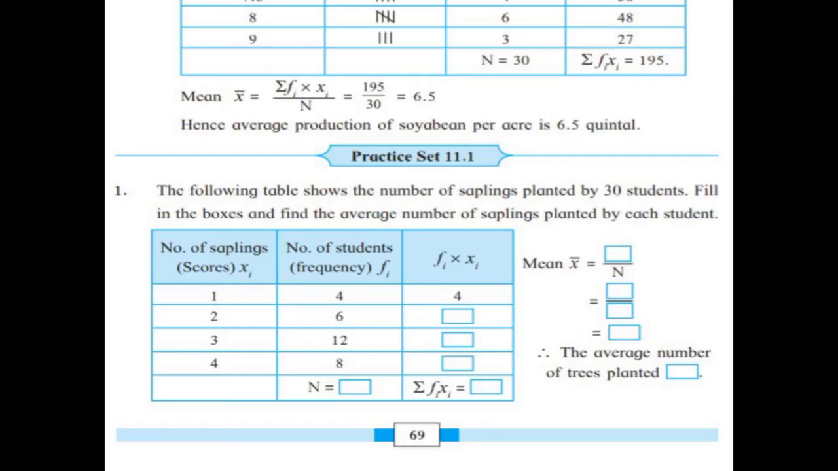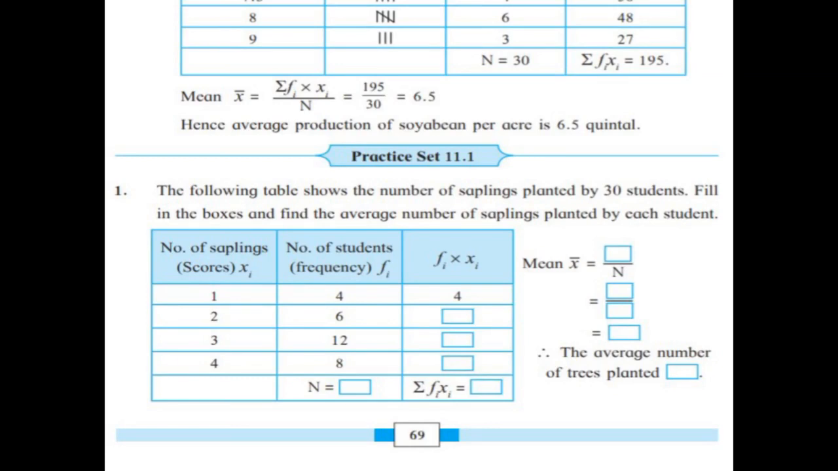We'll begin practice at 11.1 on textbook page number 69. The following table shows the number of saplings planted by 30 students. Fill in the boxes and find the average number of saplings planted by each student. Altogether there are 3 columns in the table.